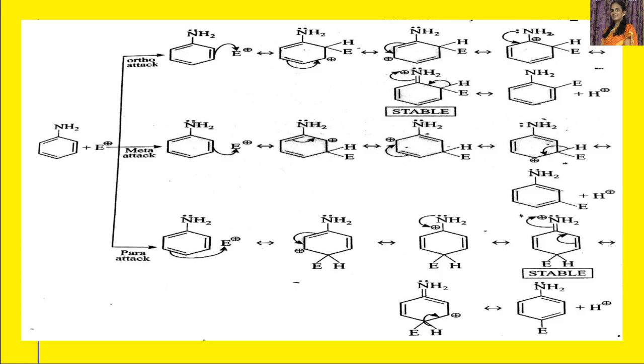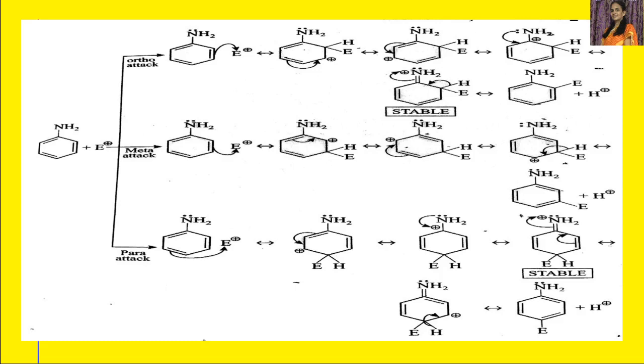Now a shift of a pair of electrons, that is, this pi bond's electrons towards this bond, takes place. Then the positive charge is on this carbon. You can see here. Okay. So like this, these are all the resonance structures obtained when the electrophile attacks on the ortho position. Okay. Now, in the next step, what happens? These are all called the sigma complex.